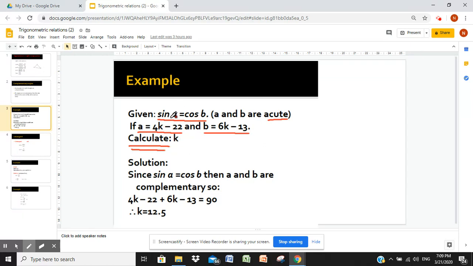Now, since the sine of A equals cosine of B, then we can conclude that A and B are complementary. So their sum is 90. So we substitute A by 4K minus 22 plus B, which is 6K minus 13, equal to 90. And we solve for K, and K is 12.5.